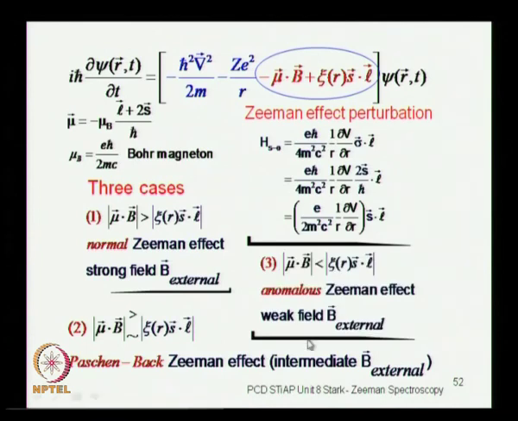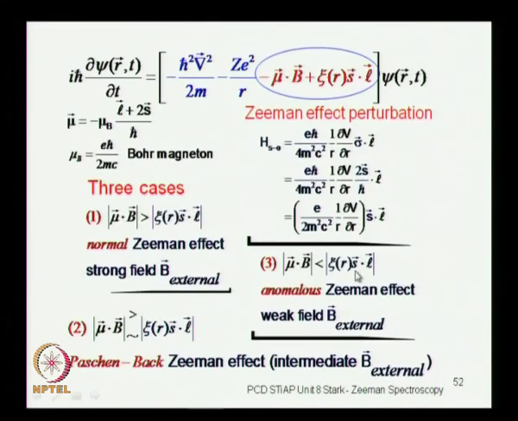The third case is the weak field case, in which the mu dot b term, because b is weak, is much weaker than the spin orbit interaction term. So this is what is called the weak field case, in which the spin orbit interaction becomes the dominant perturbation, and this is called the anomalous Zeeman effect because it was discovered during the days when the electron spin was not known. So it was seen as an anomaly.